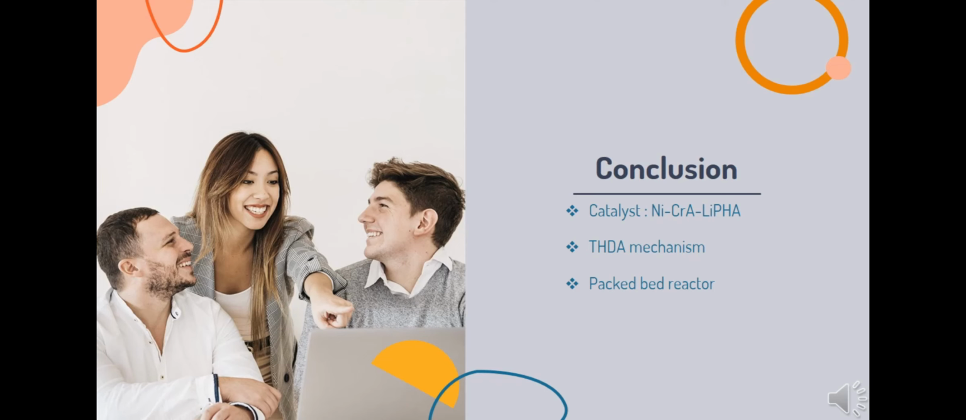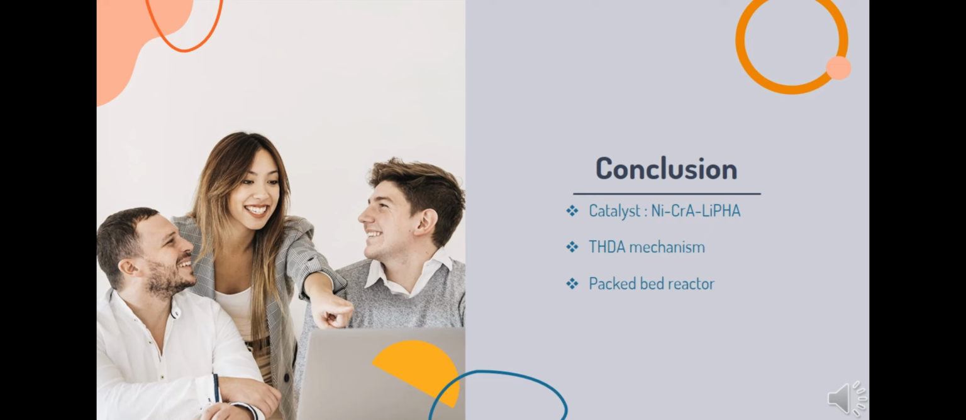In conclusion, our group was assigned to come up with a catalytic reactor for the demethylation of toluene to benzene. After going through a few journals and research papers, our group has come up with a suitable catalytic reactor. So the catalyst that we chose to use in our reactor is NiCrA LiHBA. This is because it possesses much better activity than the other commercial catalysts, such as selectivity and activity.